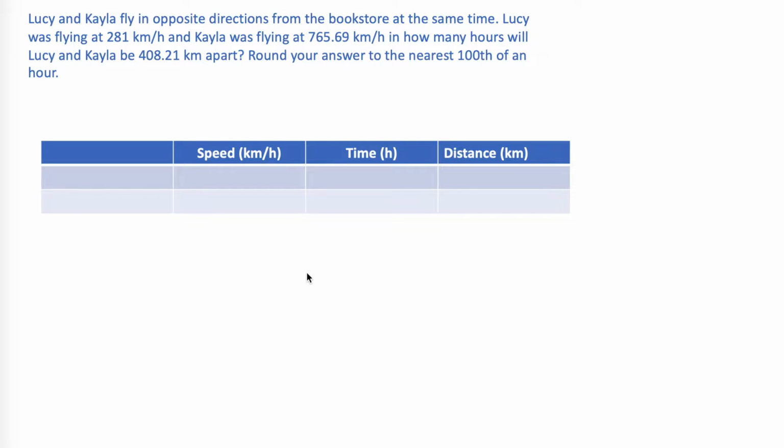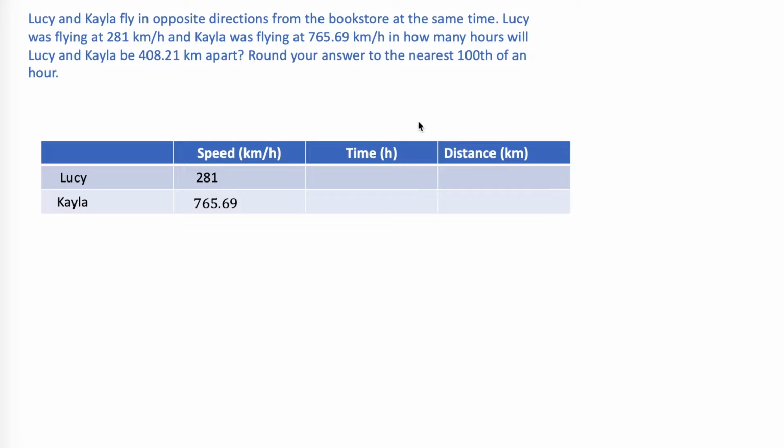We're looking for time. I'm going to add Lucy and Kayla to my table of speed, time, and distance. We have to remember that speed times time is distance. We know that Lucy was flying at 281 kilometers per hour. Kayla was flying at 765.69 kilometers an hour. In how many hours will Lucy and Kayla be 408.21 kilometers apart?